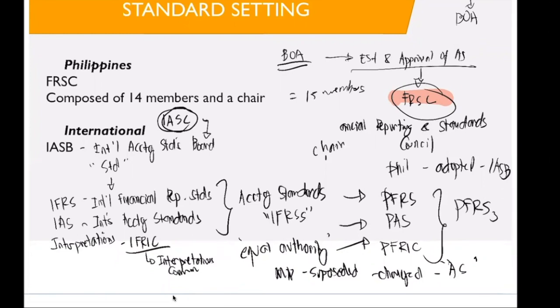Actually, IAS or International Accounting Standard is the old accounting standard that we use. Right now, we are in the process of changing it into PFRS. So some items of IAS were already changed into PFRS. So some are already superseded or changed by PFRS. But still, there are accounting standards coming from IAS that are still used up to this date.